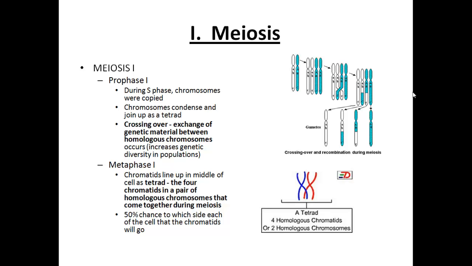Then the chromatids line up in the middle of the cell as the tetrad. The tetrad is the 4 chromatids in a pair of homologous chromosomes that come together during meiosis. And then there's a 50% chance whether the chromosome is going to go towards one pole or the other pole inside the cell.